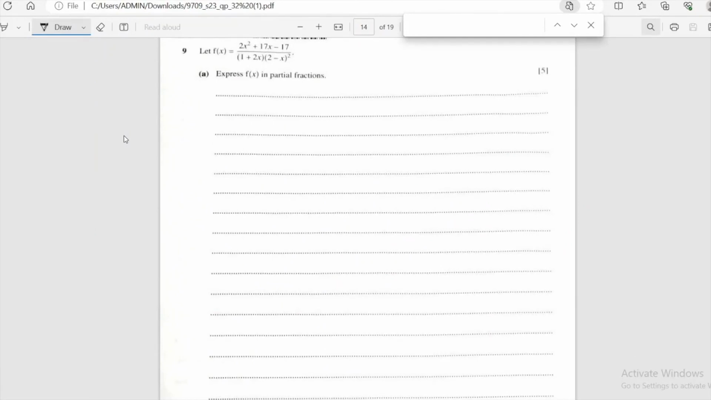Hello, hi everybody. This is the second section of Cambridge exam A level mathematics paper 3 variant 2 2023. The second part and question 9. You have to express the function of x in partial fractions. So what are we going to do? What we do is interpret the function of x using the rules of partial fractions.